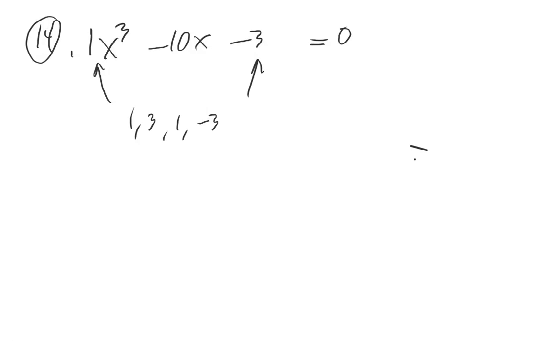So let's just start from smallest to largest. So I'm going to start with negative 3. So I'll use synthetic division to divide by negative 3 to see if negative 3 is an answer or not.